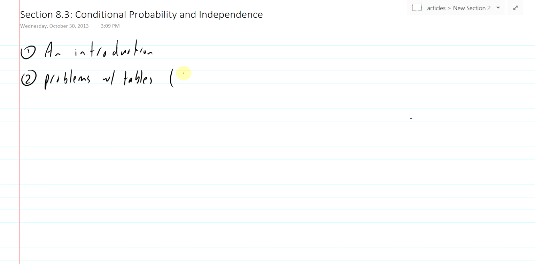And that is in section 8.3, the problems 1 through 20, 33, 34, and 59. And then 3, there are a bunch of problems involving tree diagrams.